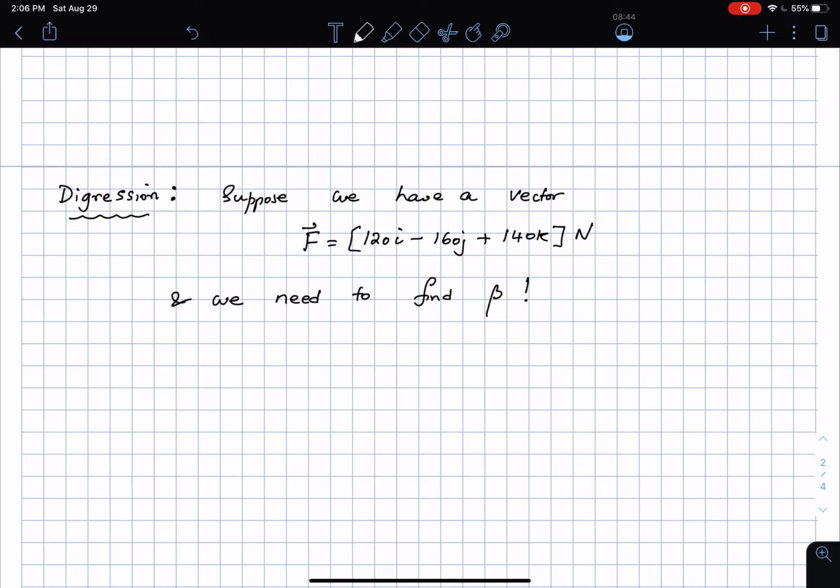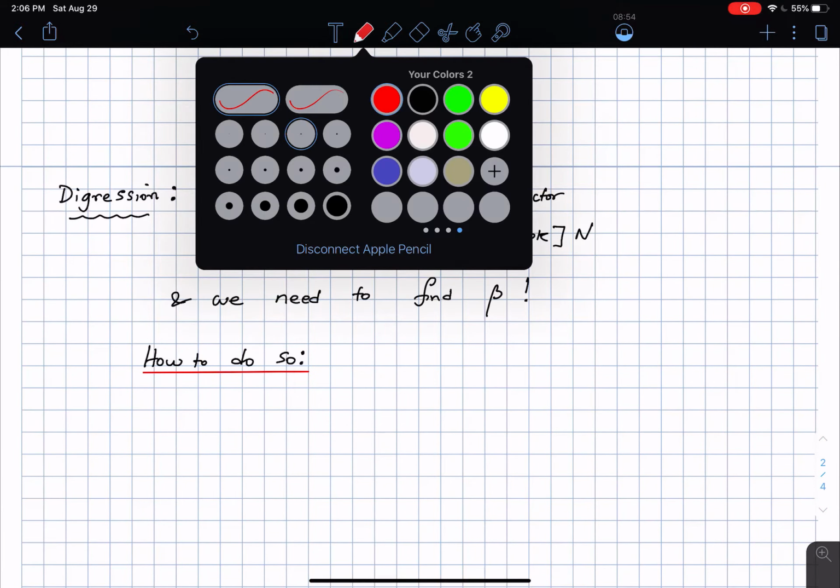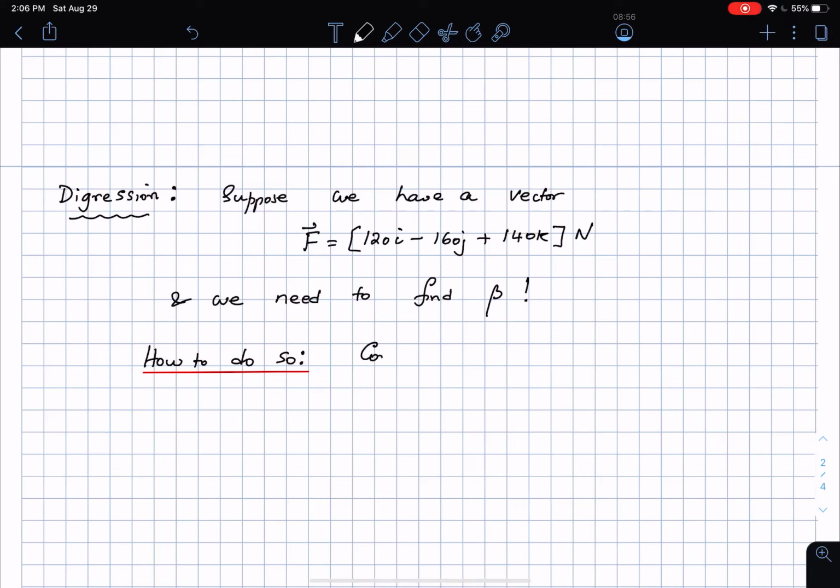Okay, how to do so? And what do you have to do for that? You have to first of all write the vector in the standard form. So compare the numerical answer with its standard form.